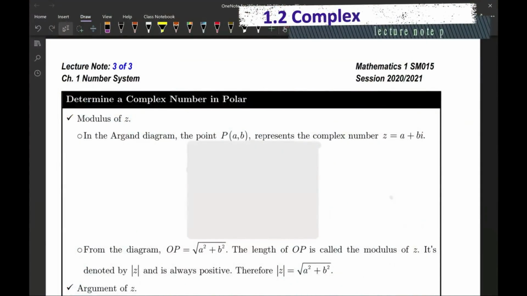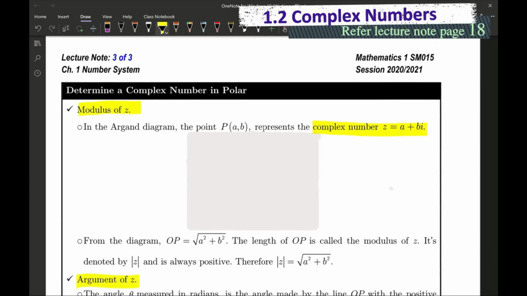Hi everyone. In this video, we are going to learn how to determine a complex number in polar form. Before this, we already know the original form of a complex number. Now we want to change it into polar form. To do that, we need to know the modulus of z and the argument of z.